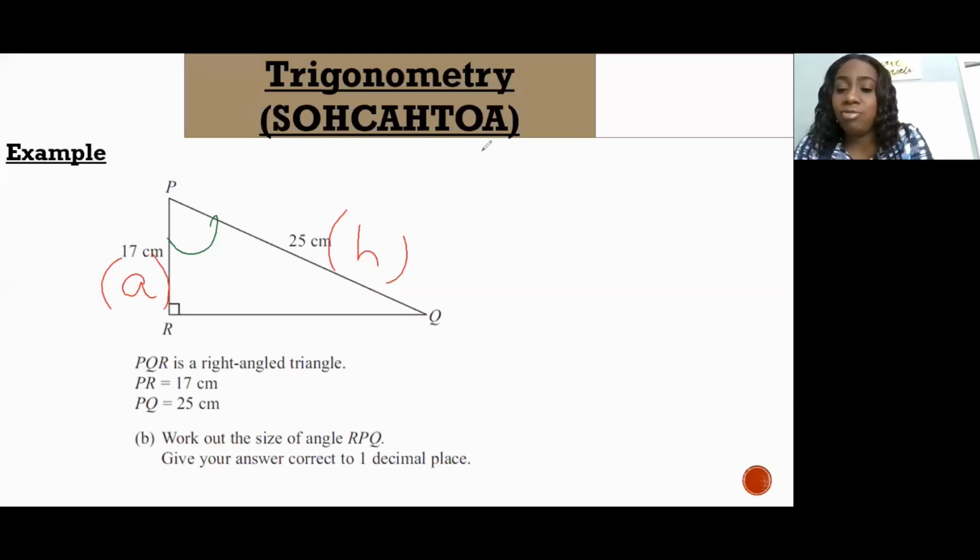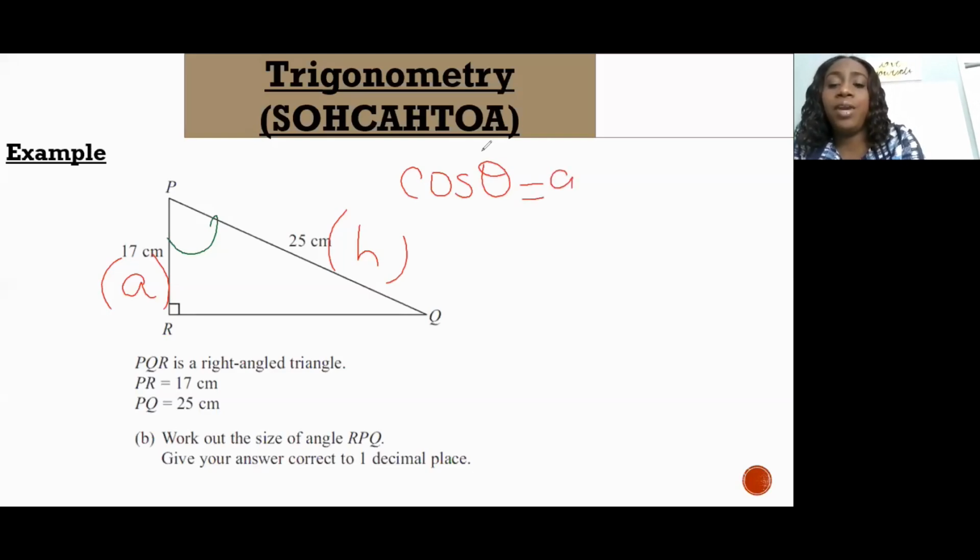Come on, I see the answers coming in. I want some more of you to answer me. Morning, Jason. Good. Cosine. So I'm going to write out the ratio. Cosine of theta is equal to A over H.